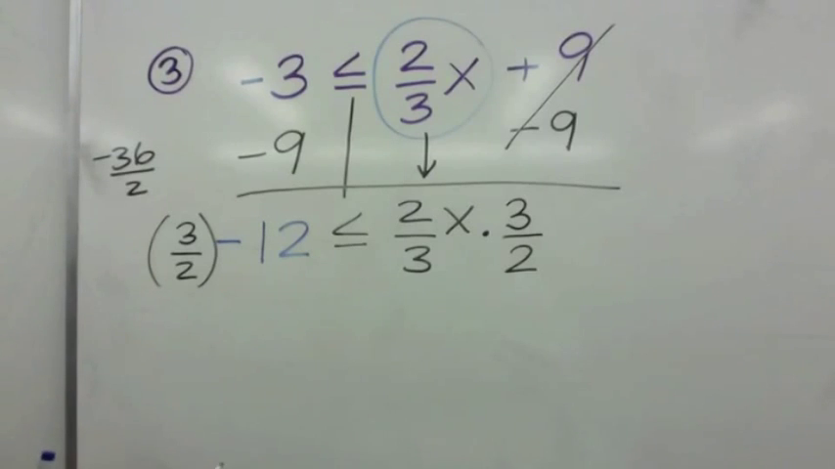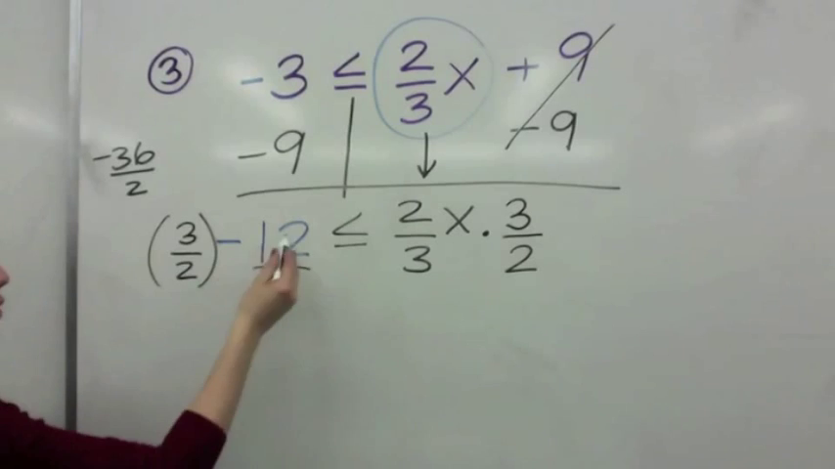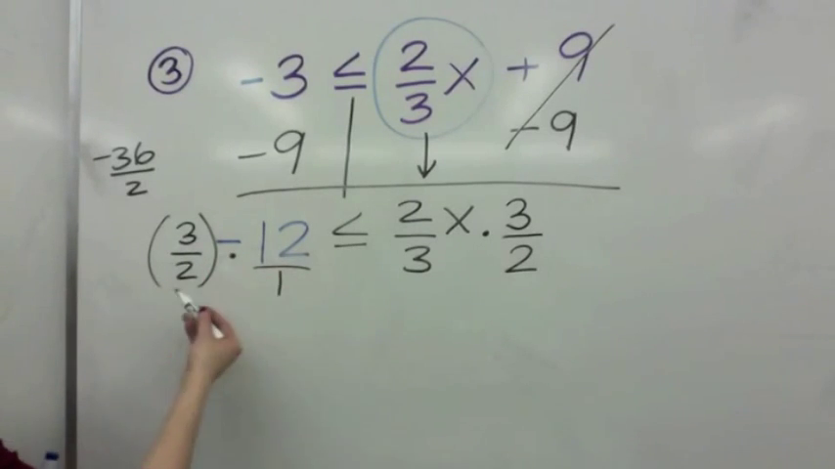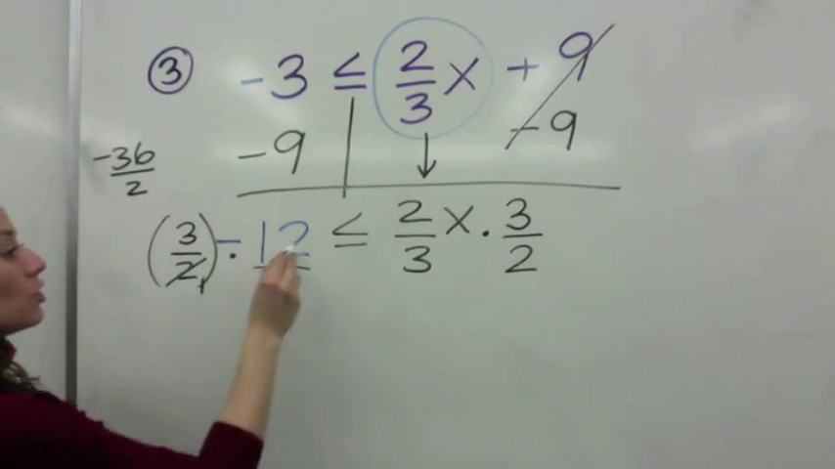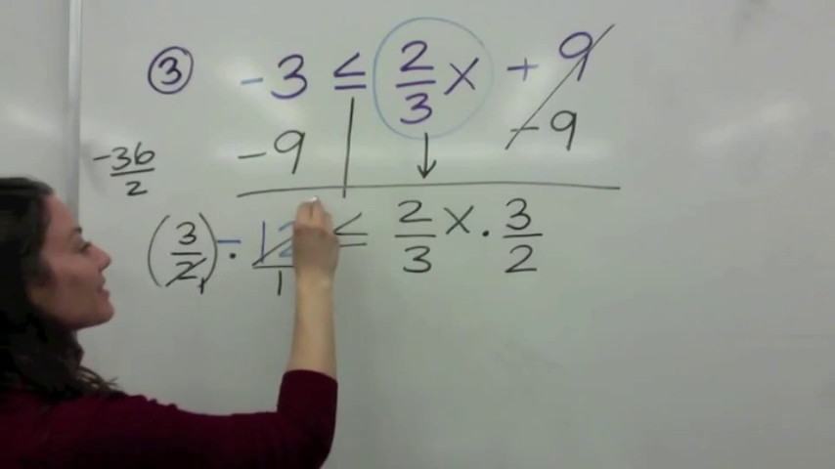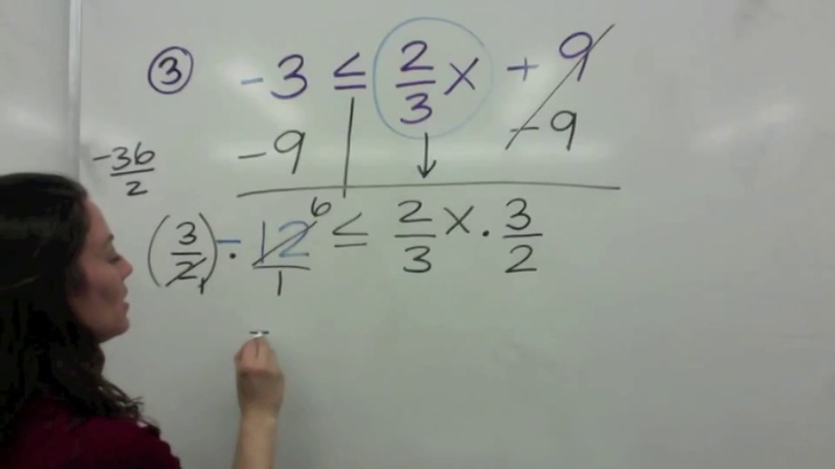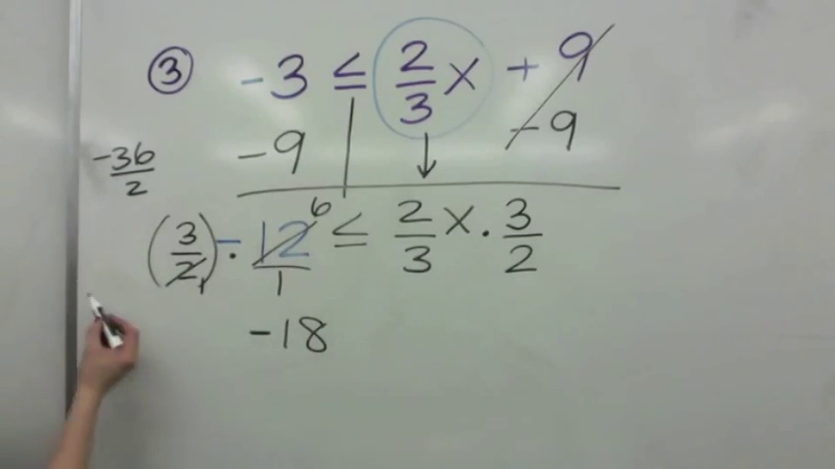We could also do this. Because this is really over 1, when you're multiplying these fractions together, you can cross cancel or cross divide, right? We could divide by 2. 2 divided by 2 is 1. 12 divided by 2 is 6. And we again see that 3 times -6 is still -18, which is the same as -36 divided by 2.